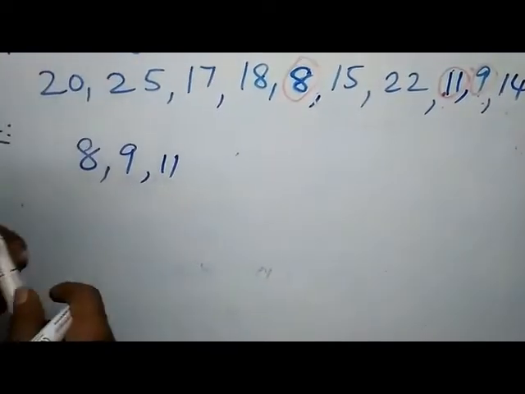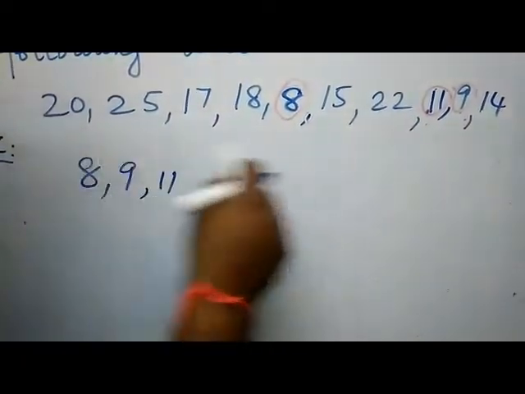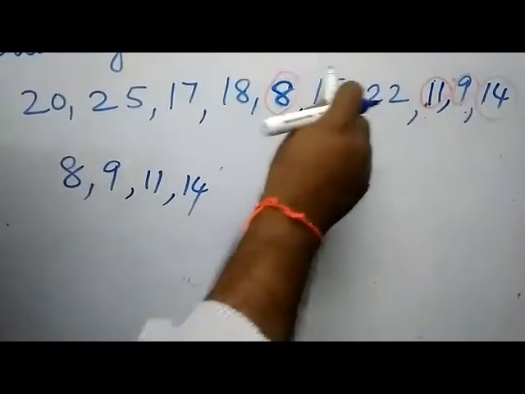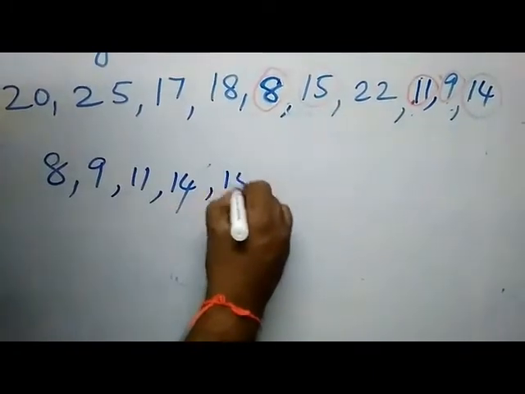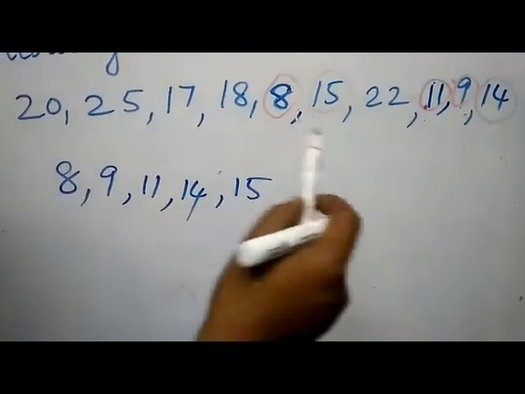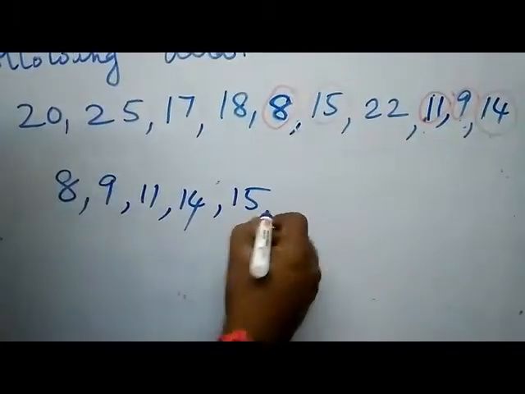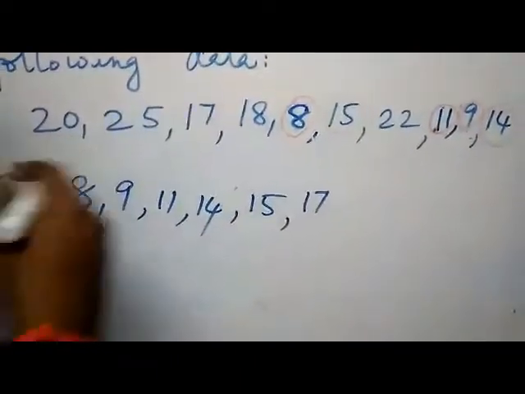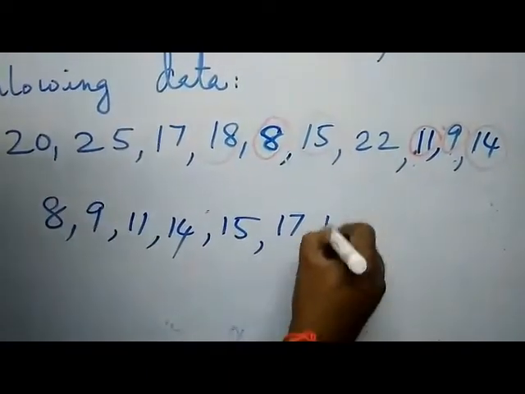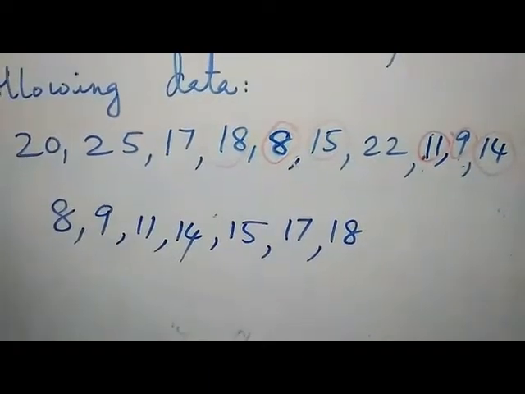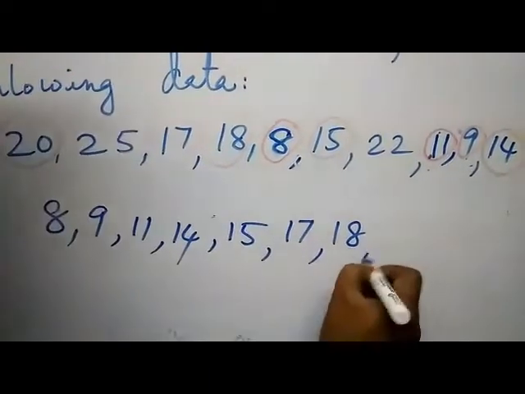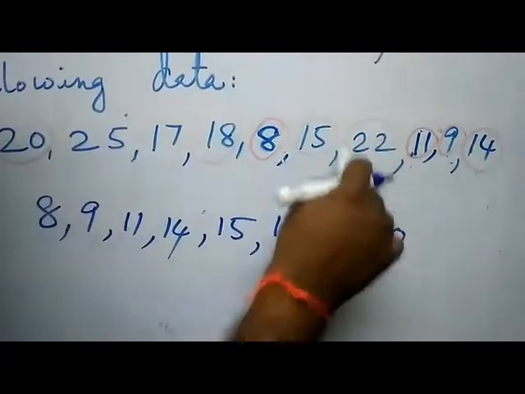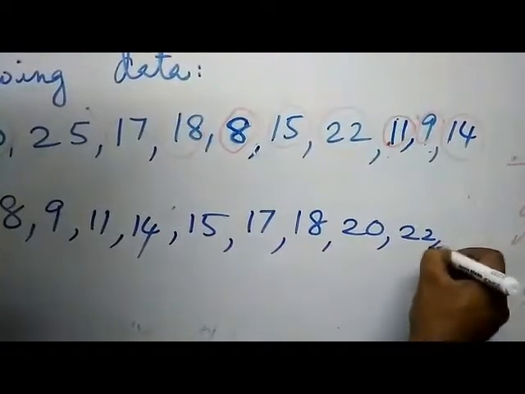After 9, 11. After 11, 14. After 14, 15. After 15, 16 is not there, so 17. After 17, 18 is there. Next, 20, then 22. The last one is 25.